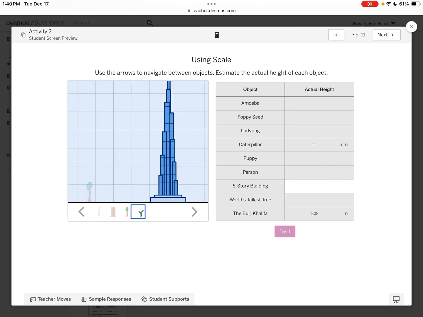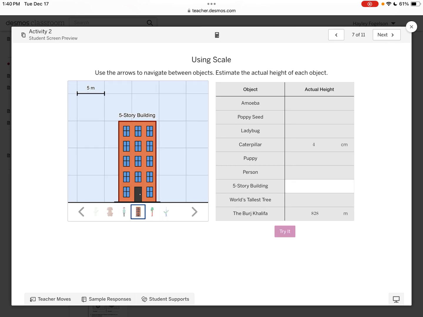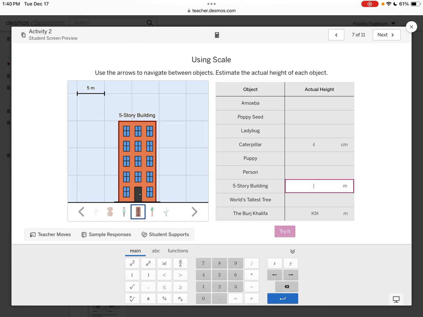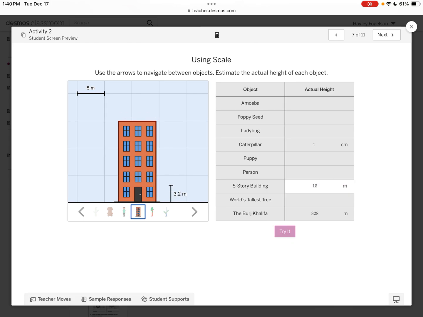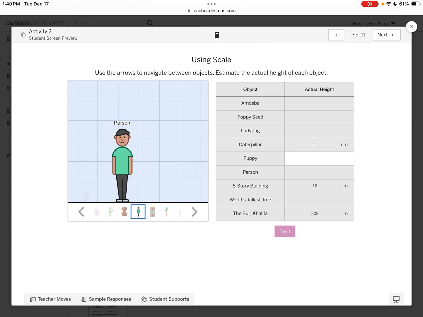Let's take a look at the 5-story building. So this one, it says each box is 5 meters. So we need to count how many full boxes. Well, I see that there's 3. 3 times 5 gives us 15 meters tall. Let's see if we're right. All right, I'm gonna jump around a little.